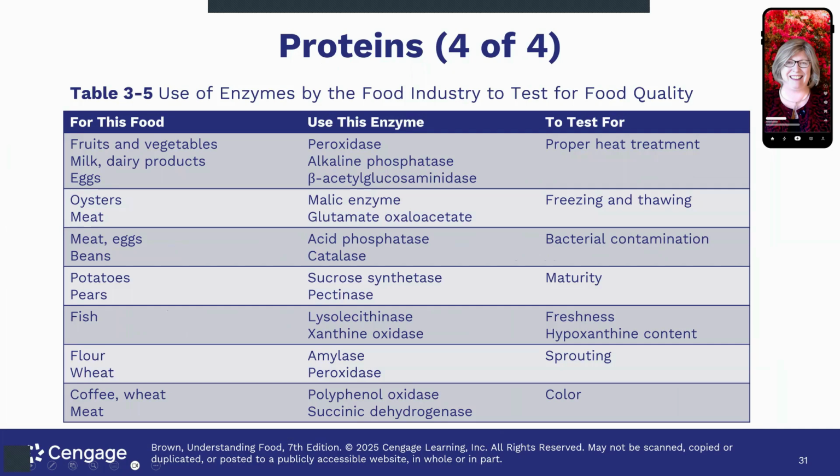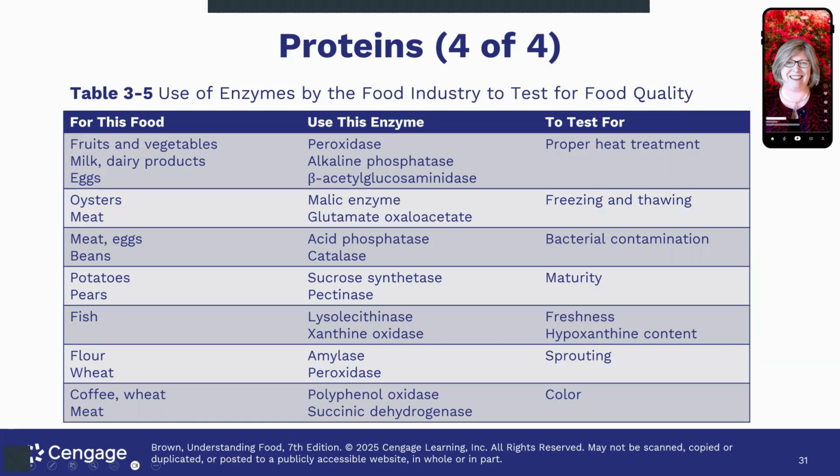This is a great table, 3-5, that gives you some examples of how enzymes are used by the food industry to test for food quality. I'll pause here for a minute and give you a chance to read across. The test for food quality might be that it was heated properly, freezing and thawing quality, especially if it was thawed out and then refrozen, bacterial contamination, maturity of the food, freshness, sprouting, and color.